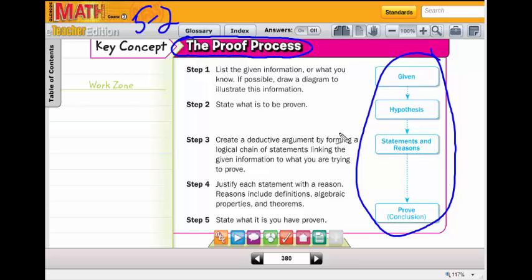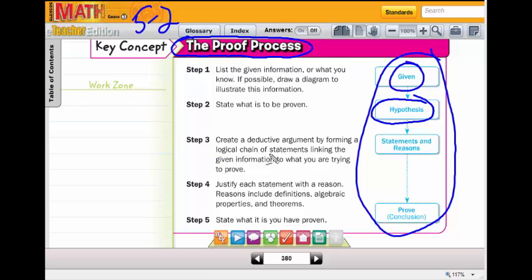And basically what I want you to understand about this is you'll be doing a lot of this when you were in geometry in high school, where you take something that you know and then you prove that you can extend that knowledge to something new. Okay, so in this case, the proof process, step one is list the given information, so we want to focus on givens, or what we already know, and then think about or state what we're going to try to prove. That is our hypothesis, just like in science.